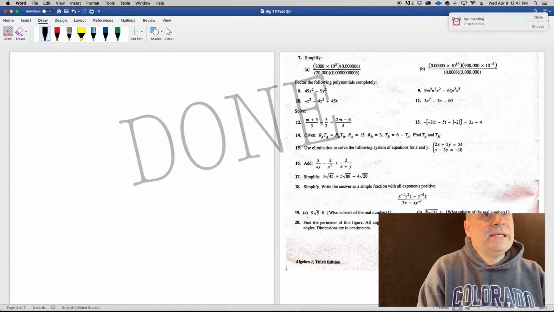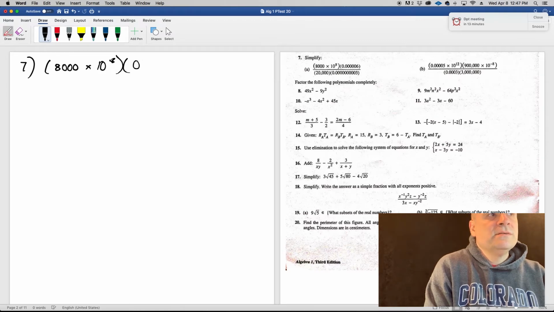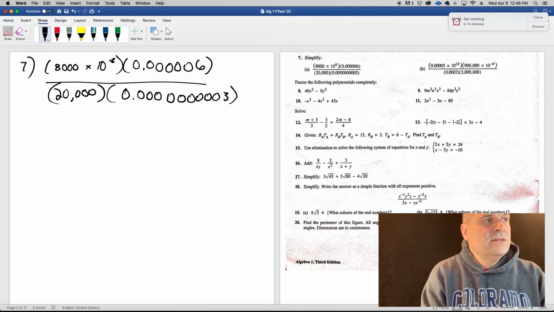Okay, number 7 says simplify this craziness. So let's rewrite it here. 8,000 times 10 to the 8th, all times 0.000006, all over 20,000 times 0.00000003.